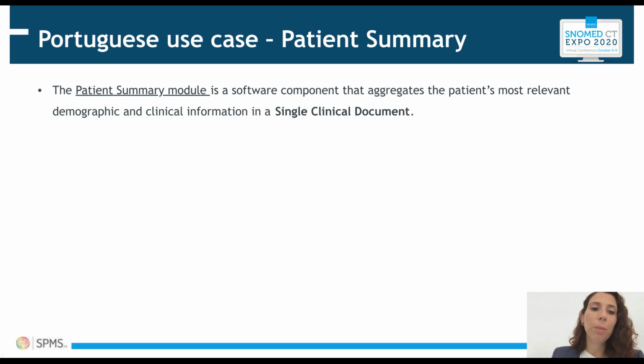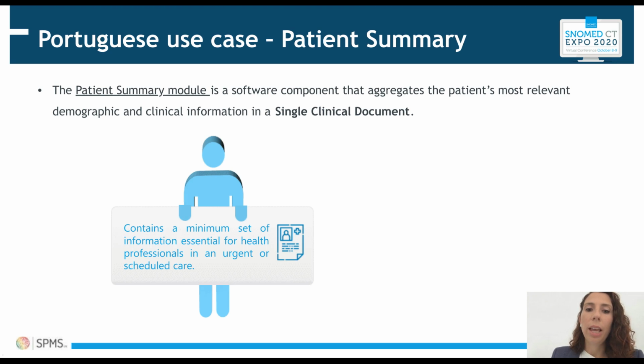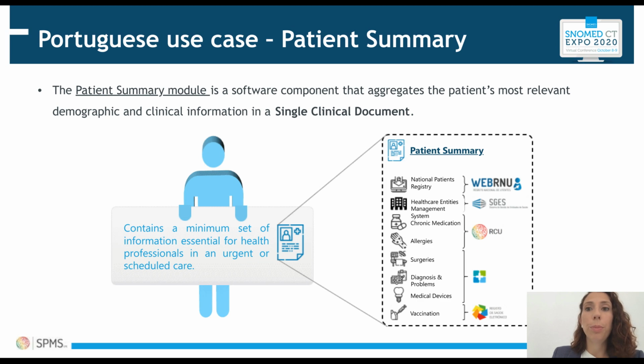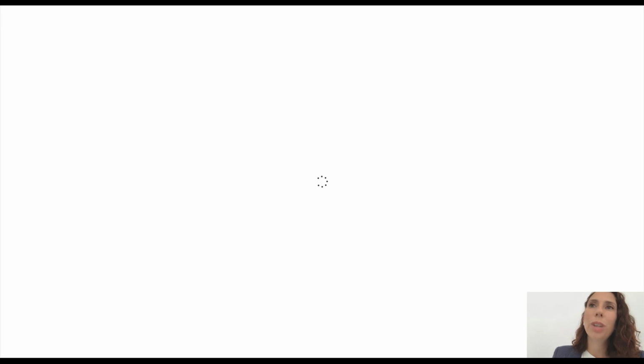So, the patient summary is aligned with these trends, and it represents a single clinical document that aggregates the essential information that a health professional can use in an urgent care, remote or face-to-face. This picture on the right represents the different databases that generate each section of the patient summary document. We can see not only clinical information, but also some demographic data.